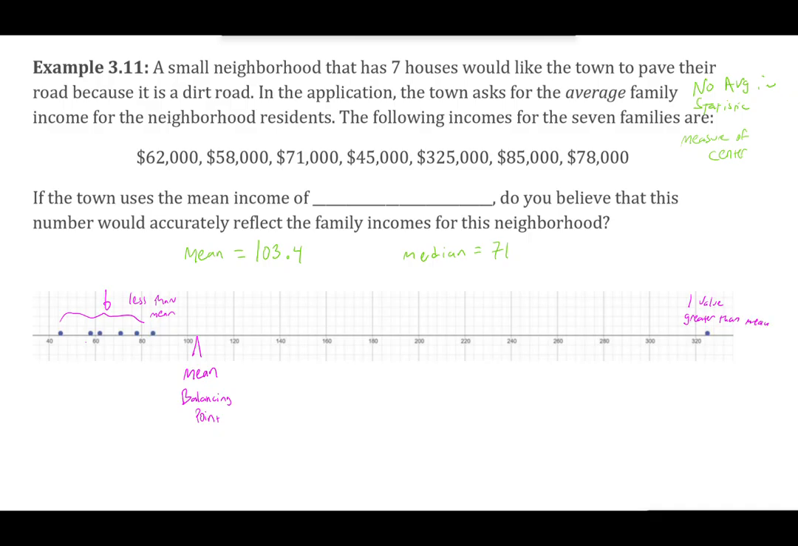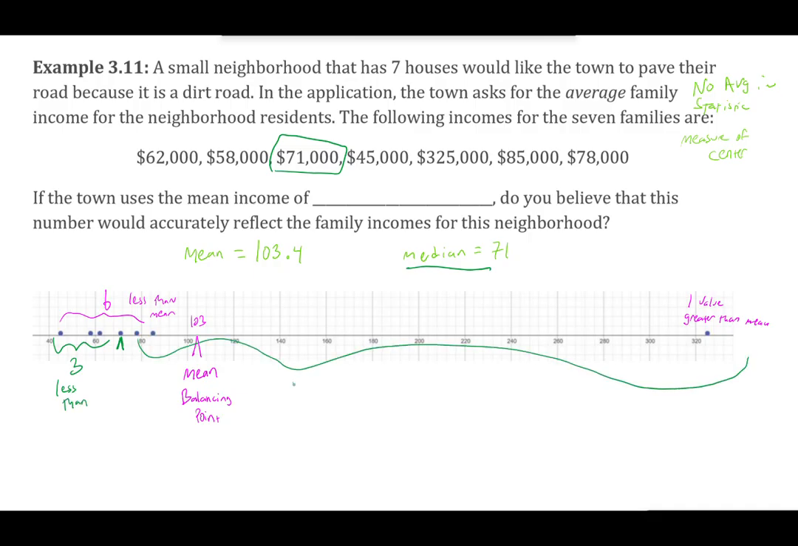Is the mean of $103,000, of course, a good representative for the family incomes? I don't think so. The median is 71. So somewhere between 60 and 70 is 71. Oh, the median is an actual value here. So we're looking right at that point. If we look at the median, there are 3 values less than it and 3 values greater than.